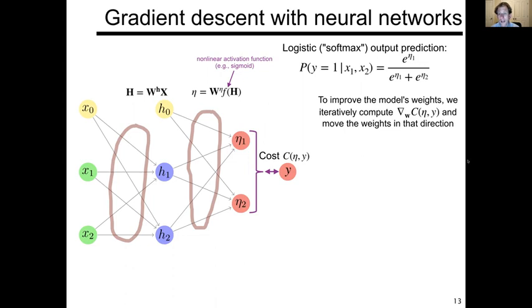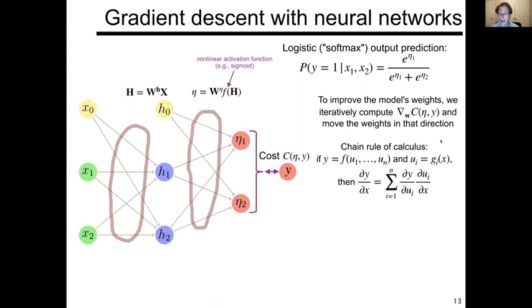The crucial insight comes from the chain rule of calculus, and in particular a multivariate version of the chain rule. The chain rule in this case says that if y is a multivariate function of a bunch of u's, and all the u's are a function of x, then in order to calculate dy by dx, you have to sum all of these products. For each of the u's that y is a function of, you calculate dy by du, and then you also include du by dx. Then you sum all those together, and that's the gradient.